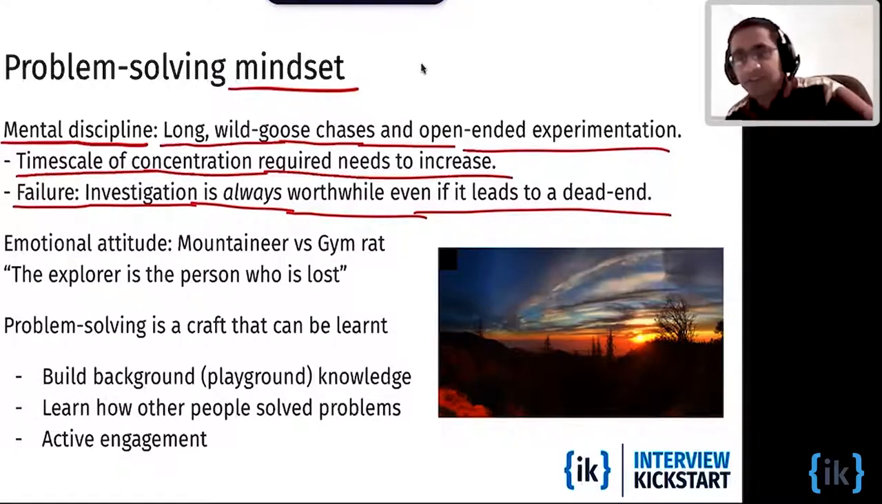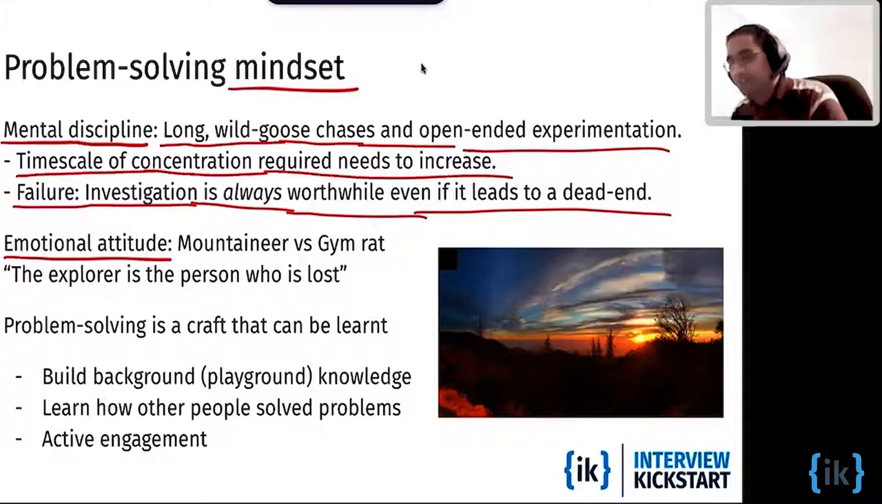So these are two changes in our mental discipline that we need. Increase the time scale of concentration and look at failure as a natural part of problem solving. Right? Without failure, it's meaningless to even talk about problem solving. You start out from a state of cluelessness. So when you have no idea what method will work, what is the option? You have to try out different problem solving strategies one by one, and many of them are going to lead to dead ends. So it's a natural part of the process.